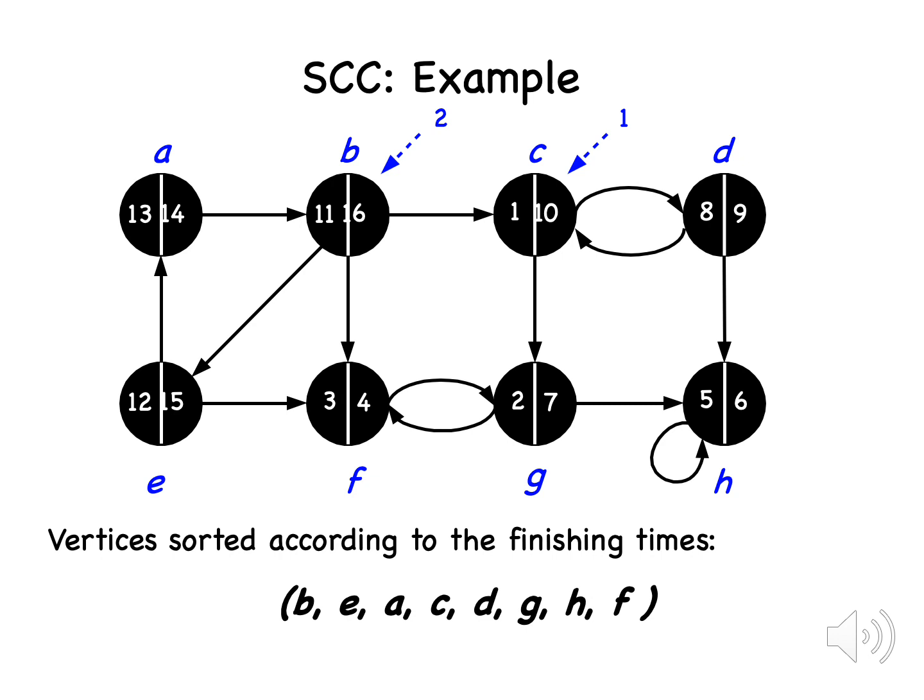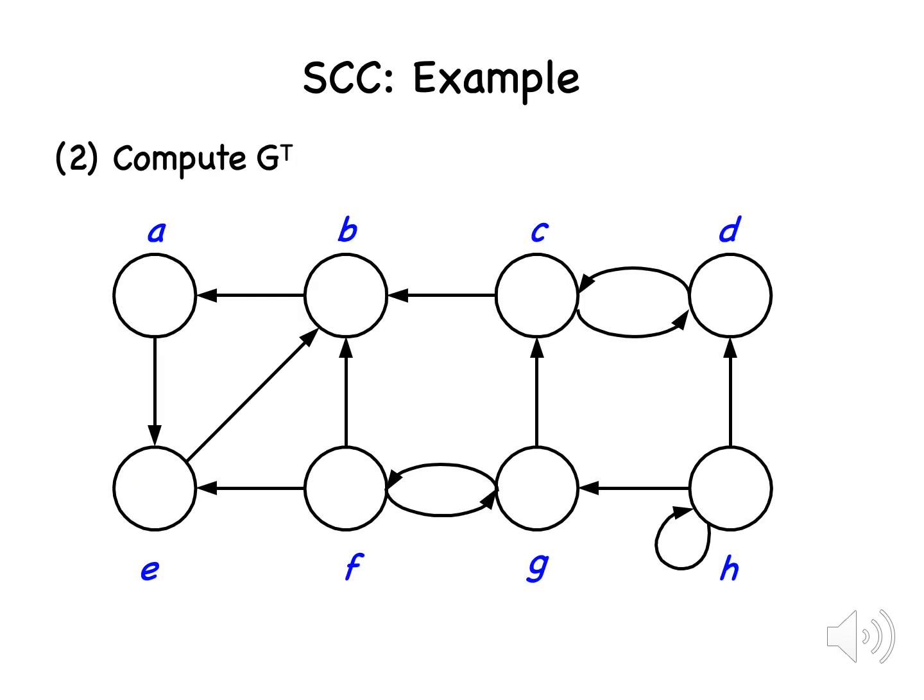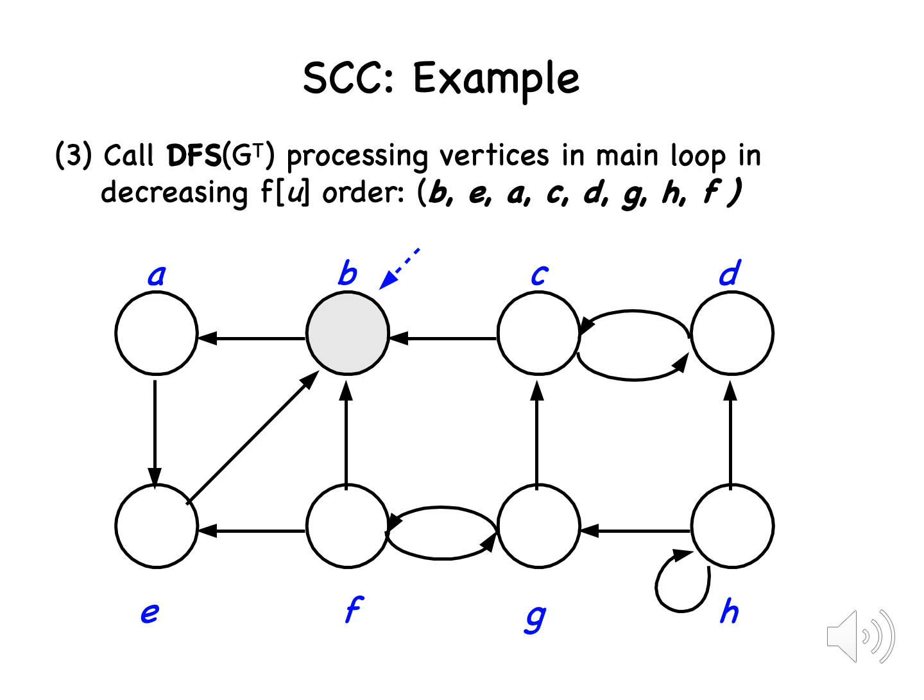Now the next step in SCC is to compute the transpose of G. Call DFS on the transpose of G, processing vertices in the main loop in the decreasing order of f[u]. You have already got the order, so in that order the segregating of SCC should start from B.